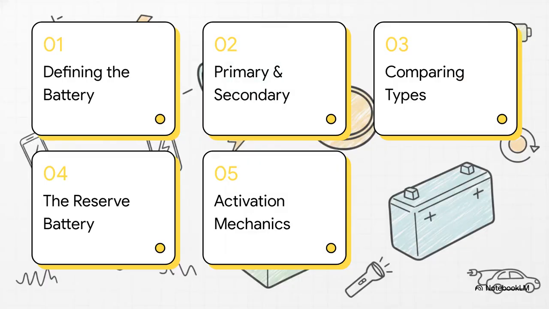Here is our syllabus for this explainer. First, defining the battery. 2. Primary and secondary cells. 3. Comparing battery types. 4. The reserve battery. And 5. Activating reserve batteries. Let's get right into it.